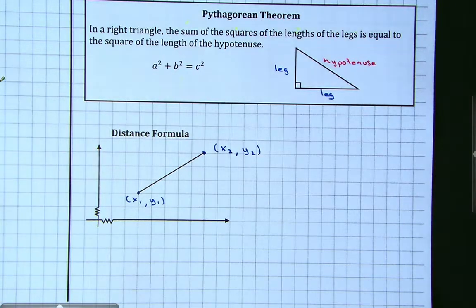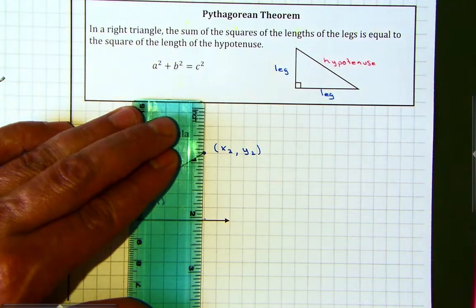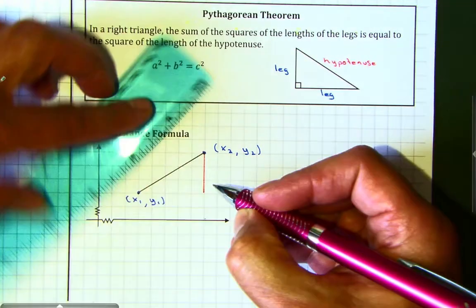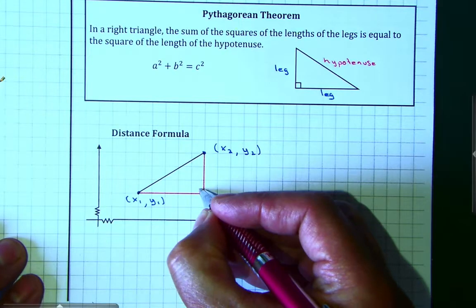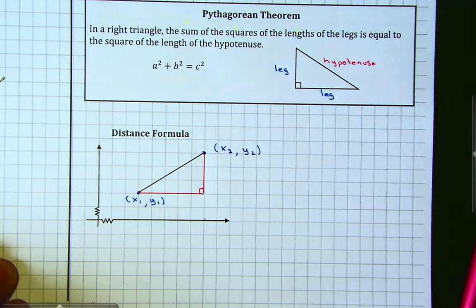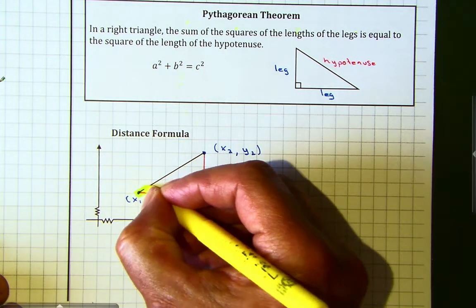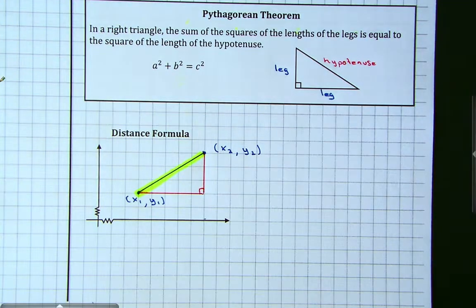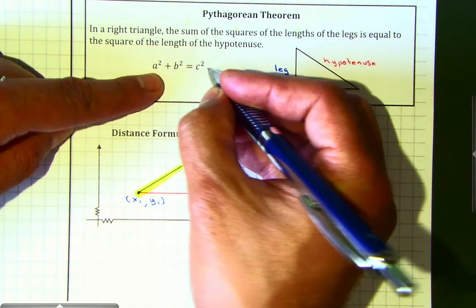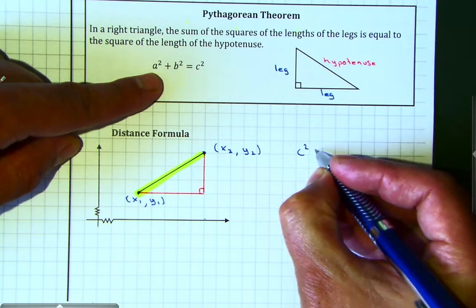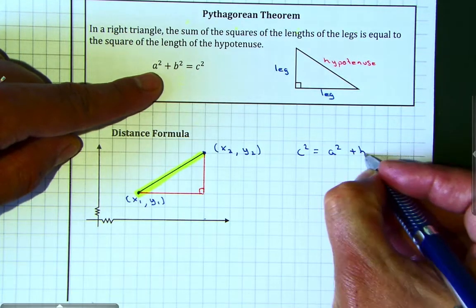And now what we're going to do, we are going to build a right triangle. So therefore I'm going to draw a triangle. And because we're using the grid, we know that that's a right triangle. And what I'm trying to find is the distance between those 2 points. So therefore I'm going to use my Pythagorean theorem. But instead of writing a squared plus b squared equal to c squared, I'm going to write down c squared is equal to a squared plus b squared.